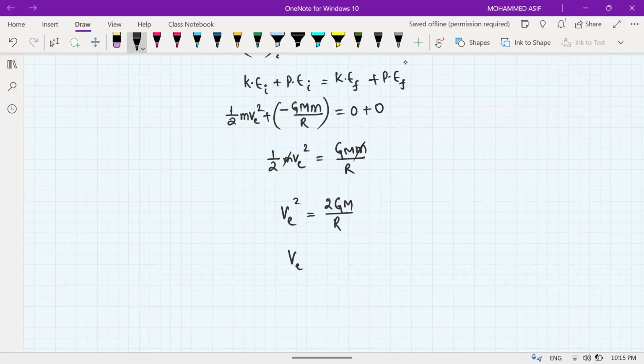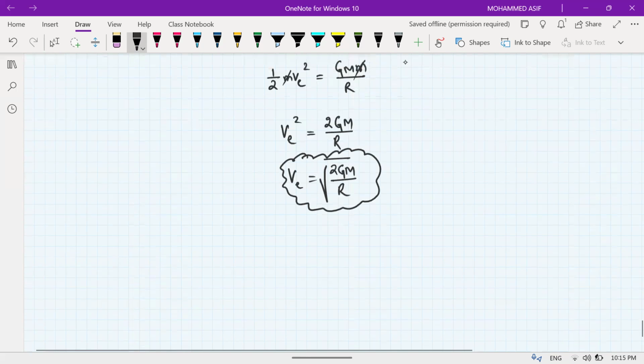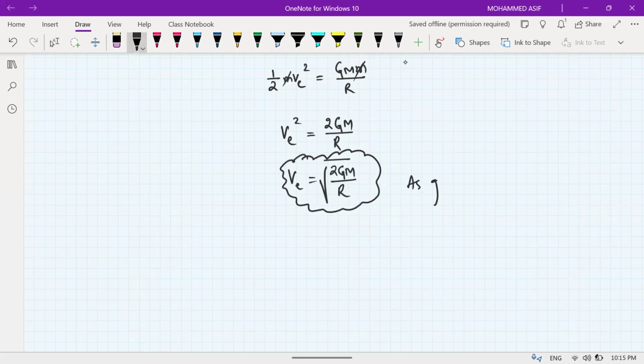So escape velocity is equal to how much? Under root of 2 capital G capital M divided by the radius of the earth. This is the formula, escape velocity in terms of mass of earth and radius of the earth. As small g is equal to capital G capital M divided by r square, the escape velocity will be equal to under root of 2g into capital R. This will be the escape velocity.